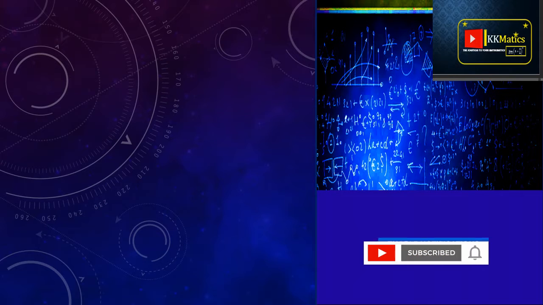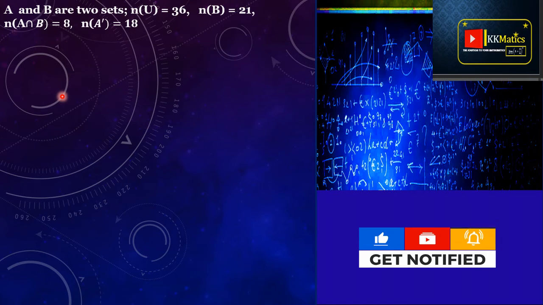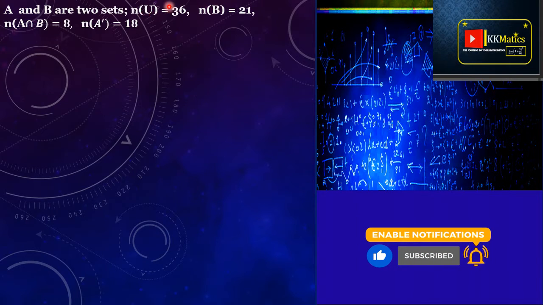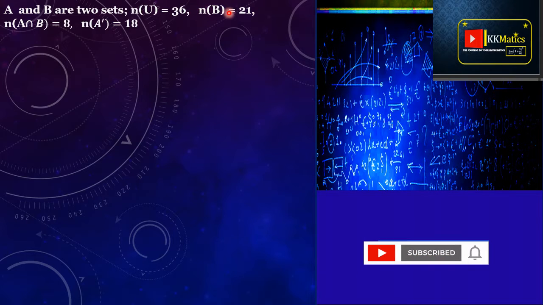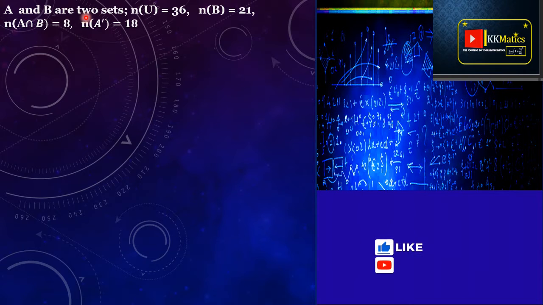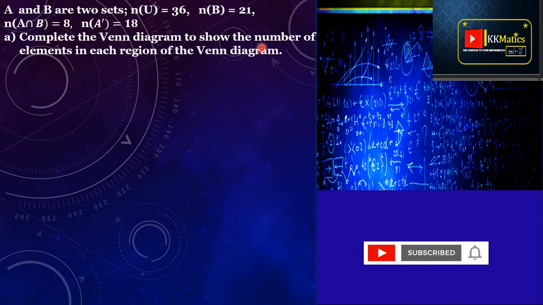Today we'll solve one of the past questions. The question tells us that given A and B are two sets, and the number of elements in U, which is the universal set, is 36, and we'll be given the number of elements in B equals 21, and the number of elements in A intersection B equals 8. And then the number of elements in A complement is equal to 18. (a) We're being told to complete the Venn diagram to show the number of elements in each region of the Venn diagram.